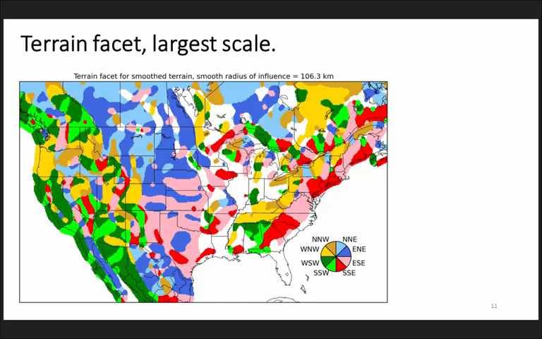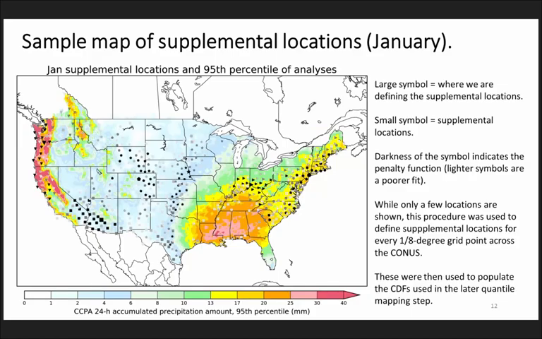Okay, next slide. So when you build all these factors together with a climatology, and here I'm showing you the 95th percentile of climatology for January, you end up with a set of supplemental locations. And depending upon the location, we may have as few as 50 if it's hard to find supplemental locations, and as many as 100 if it's easy.